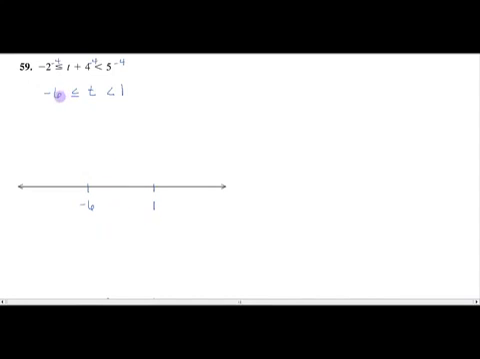and read this inequality. T, or the thing that we want to shade, is literally between negative 6 and 1. So I'm going to shade between negative 6 and 1 on the number line. The 1 gets a rounded parenthesis, and the 6 gets a square bracket. In interval notation, it's negative 6 with a square bracket, comma, 1 with a parenthesis.